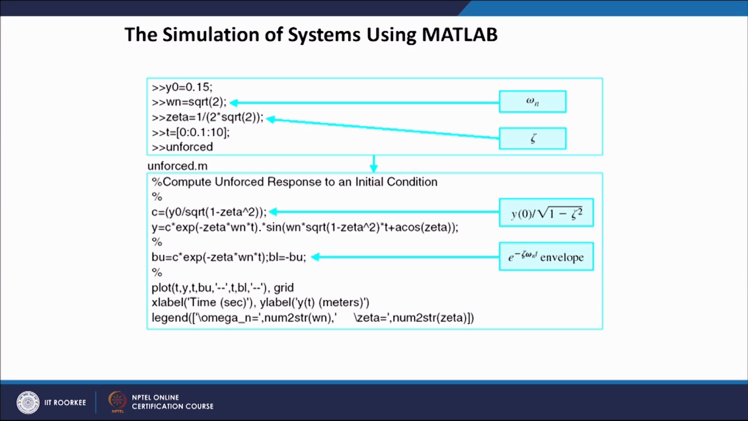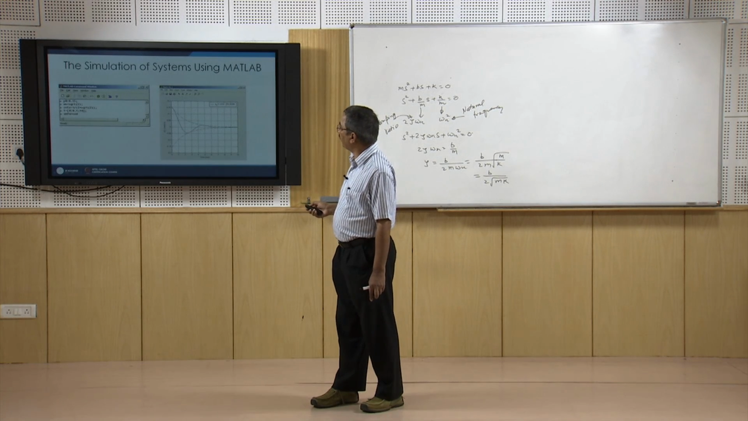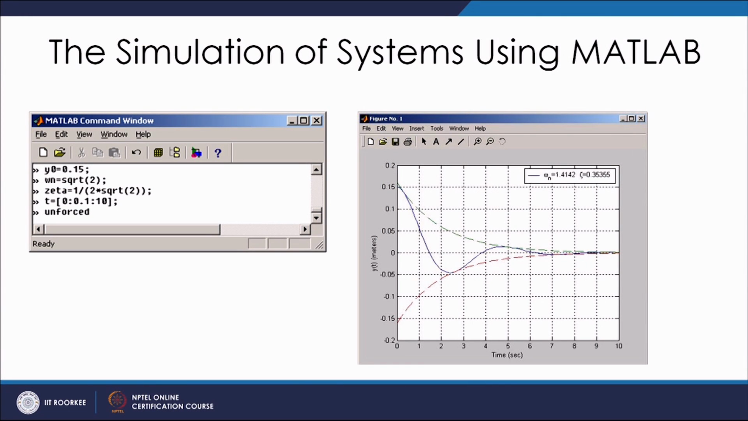Now, as I was telling you, to execute this file it requires certain parameters to be specified. We can specify the initial value, say y0, then the natural frequency of the system, and the zeta value. And of course, here I can specify the plotting range, that is the starting time 0, the final time 10, and the plotting interval as 0.1 second. So, this way I can plot it.